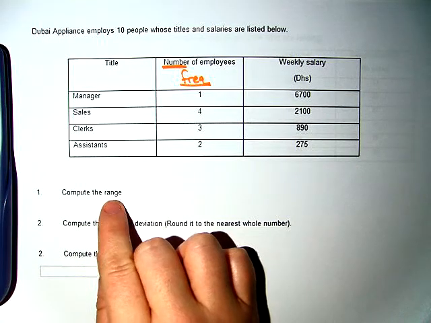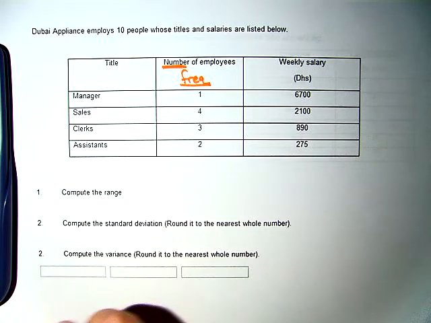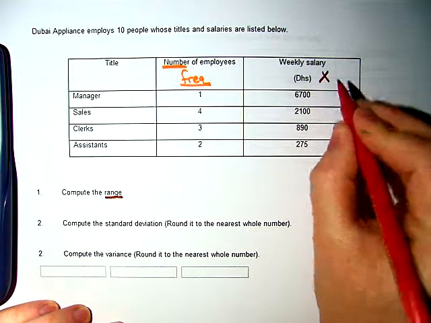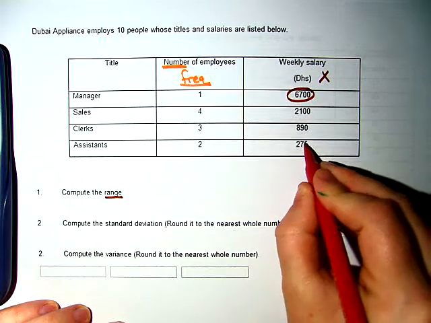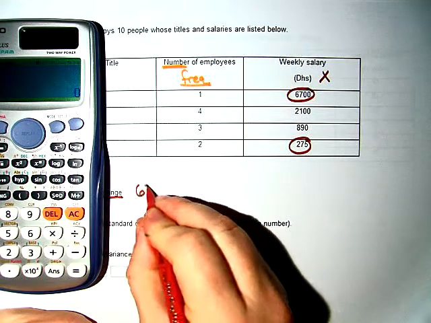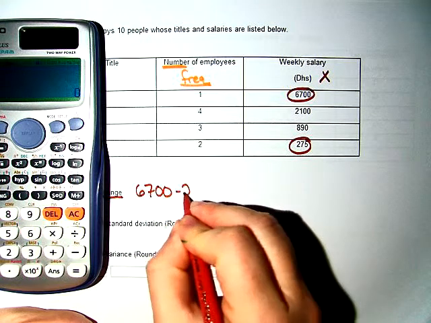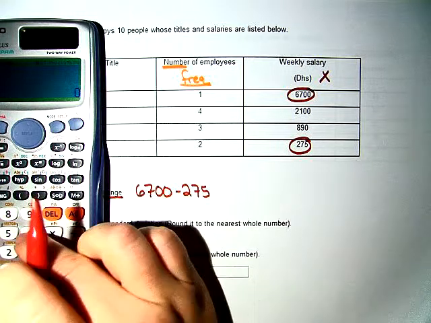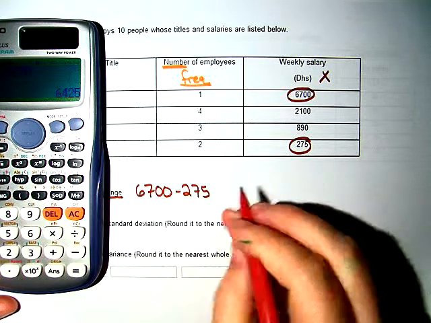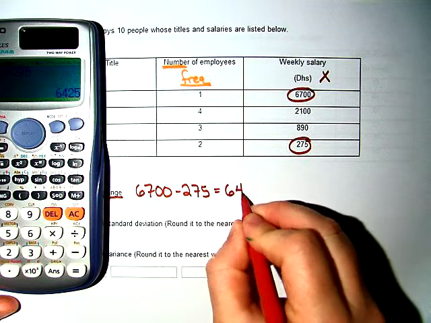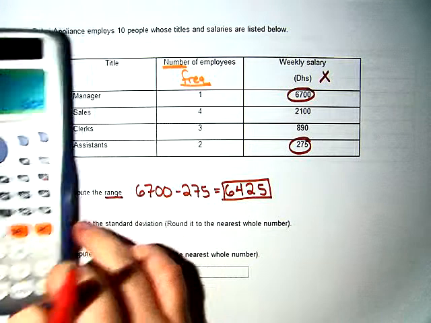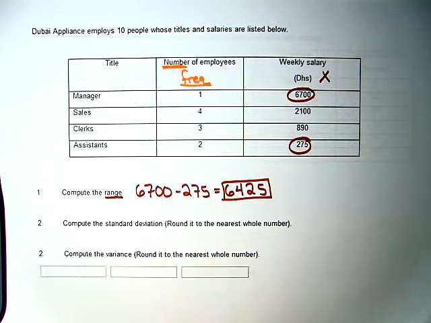Compute the range. Okay, the range is really easy. All you do is you look at your data, and you're going to take the largest and subtract the smallest. So 6,700 minus 275, and we get 6,425 is our range.